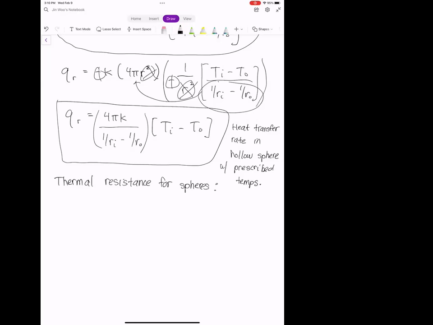Okay. And so remember, in general, this is even beyond spheres, right? If we have a thermal circuit, then the heat transfer rate in that thermal circuit is equal to the difference in temperature between two nodes divided by the resistance. Okay?